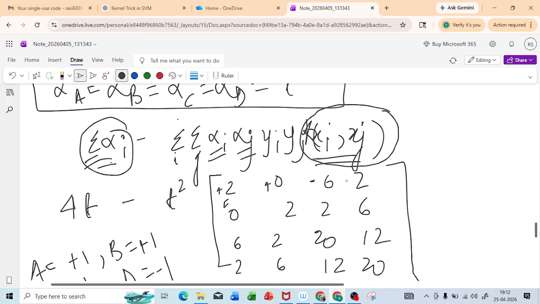Similarly, a is plus, d is minus, so this becomes minus. Now we talk about b. So for b, this point and this point both would be plus, right? Again, b and c are of different labels, so this would be minus, this would also be minus.